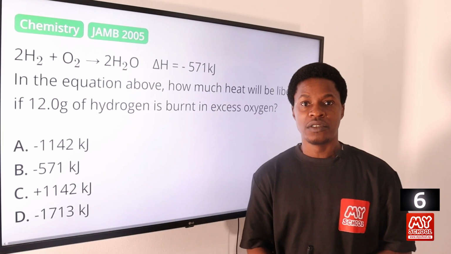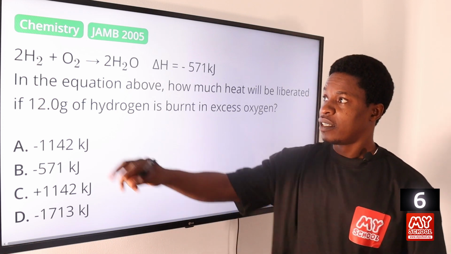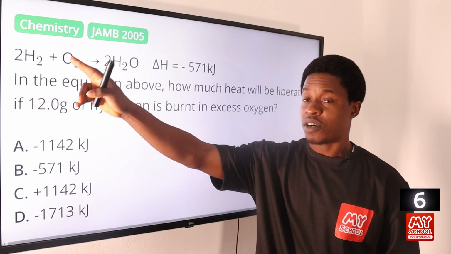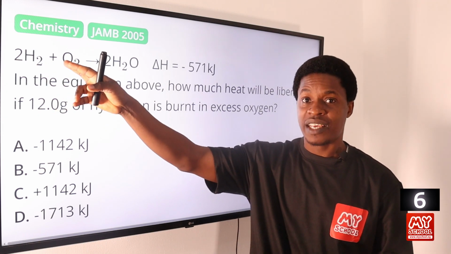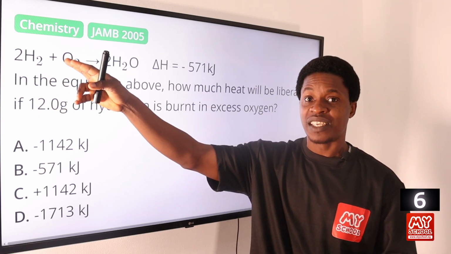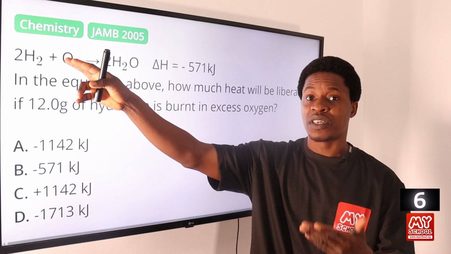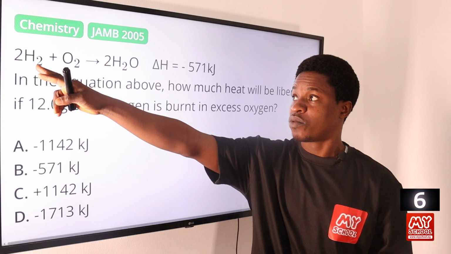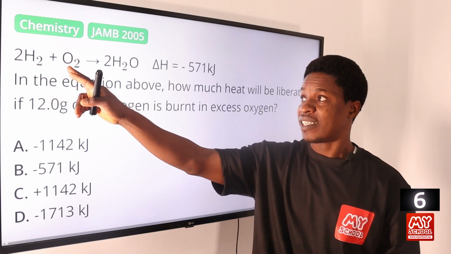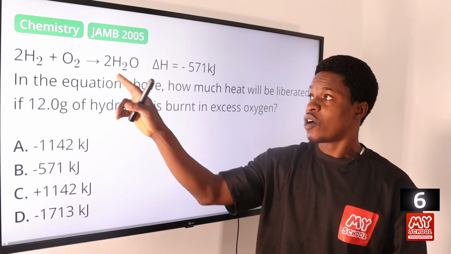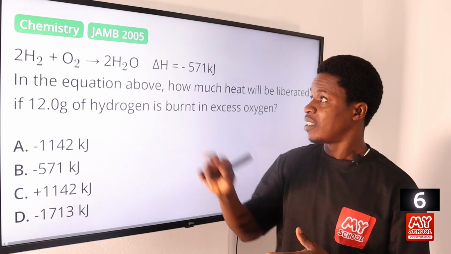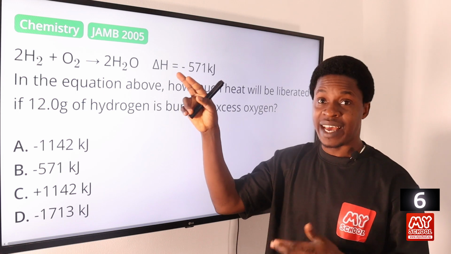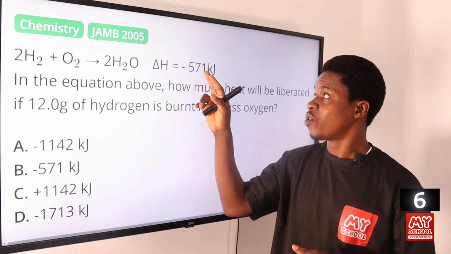Let's move on to question number 6. We have 2 moles of hydrogen reacting with oxygen, in other words, burning in air. Oxygen supports burning. So usually in reactions that involve chemistry, when we talk about air, we are talking about oxygen. So H2, which is hydrogen, burns in air, reacts with oxygen to produce 2 moles of water, and then we have delta H, that is the change in enthalpy, minus 571 kilojoules.